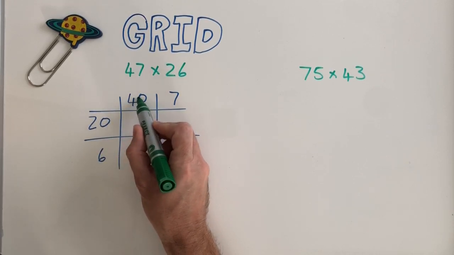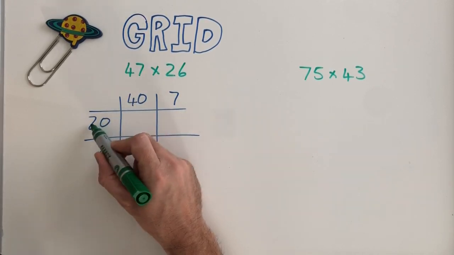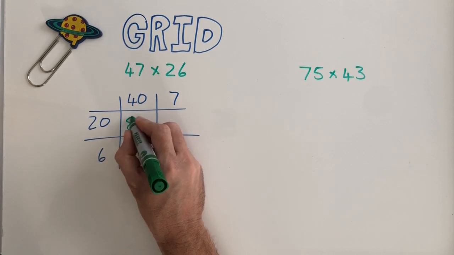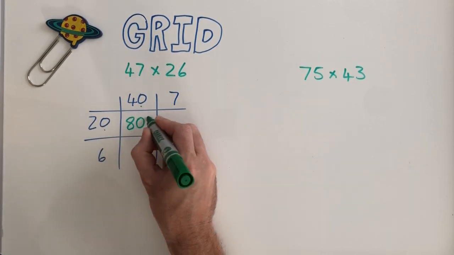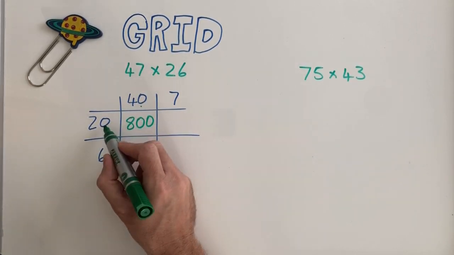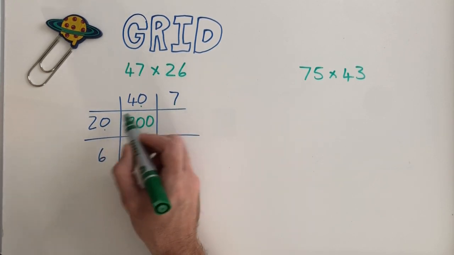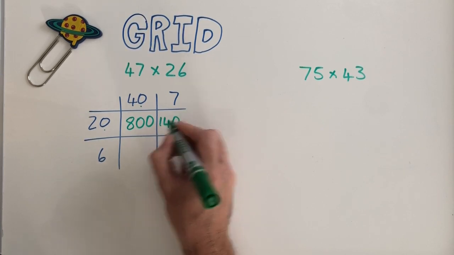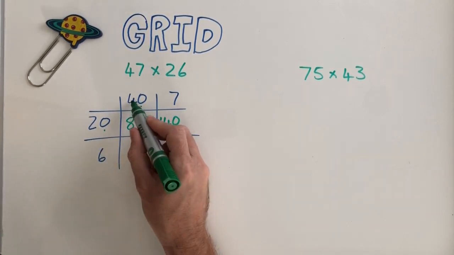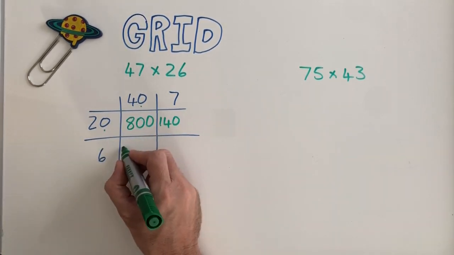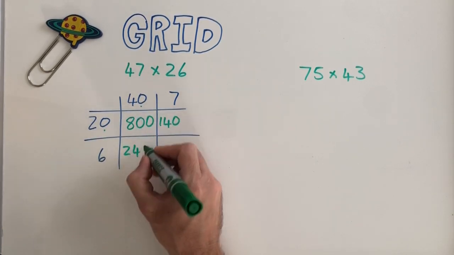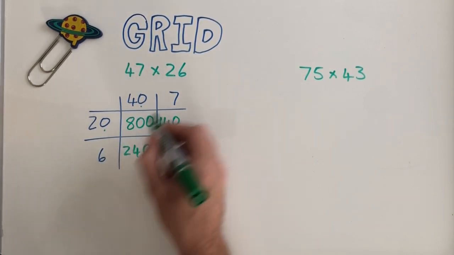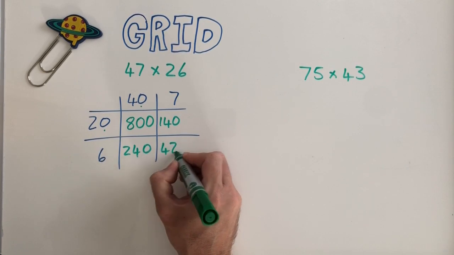So I'm going to multiply the 20 and the 40. So 2 times 4 is 8, and there are 2 zeros, so I just add those 2 zeros. I'm going to do 20 times 7. So 2 times 7 is 14, and I add the 0. Then here it's 4 times 6, which is 24, and I have another 0 to add. And then 6 times 7, which would be 42.